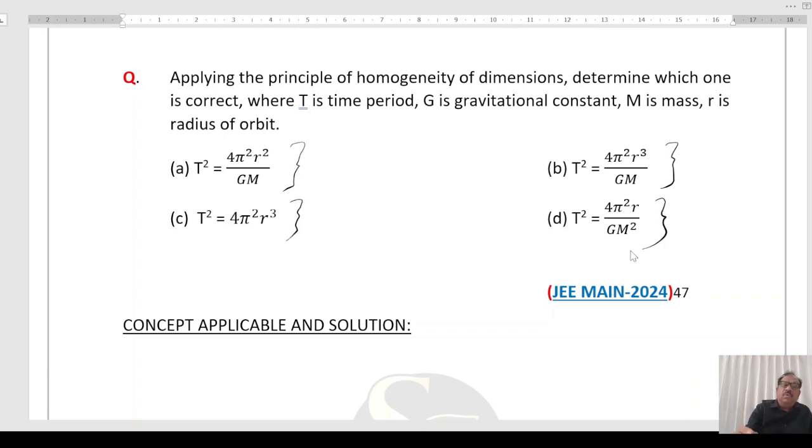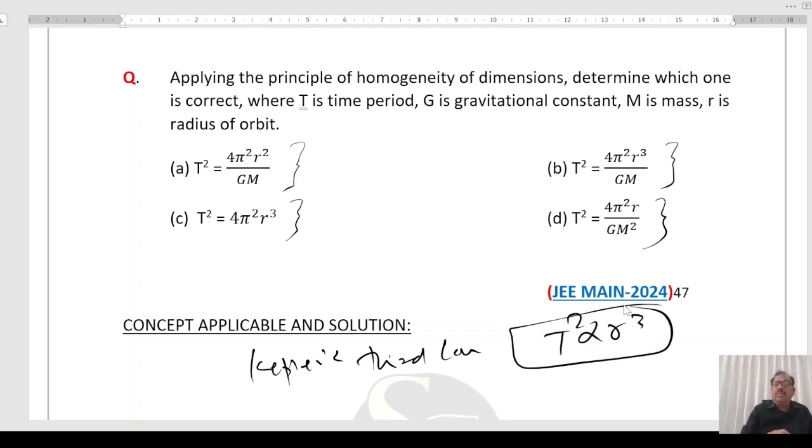By common sense, we know Kepler's third law: T square is proportional to R cube. This is the correct one. So either this is the one answer or this is one of the answers. This cannot be the answer. This cannot be the answer. Reason: time cannot be equal to distance. In this case, B will be the correct answer.